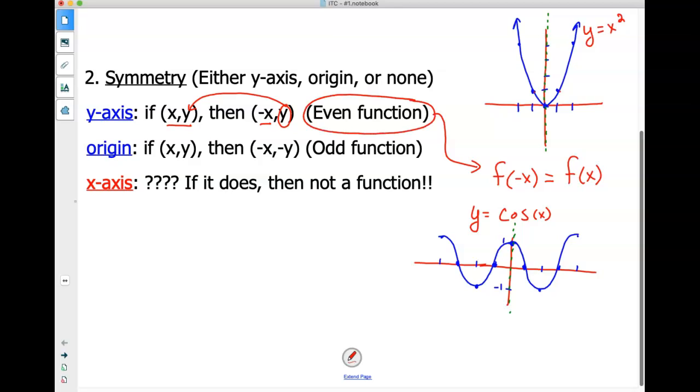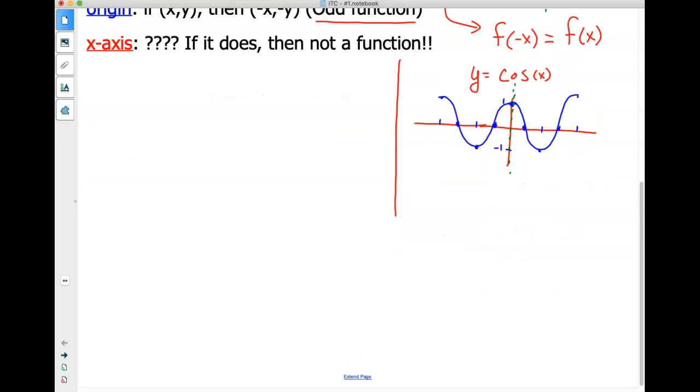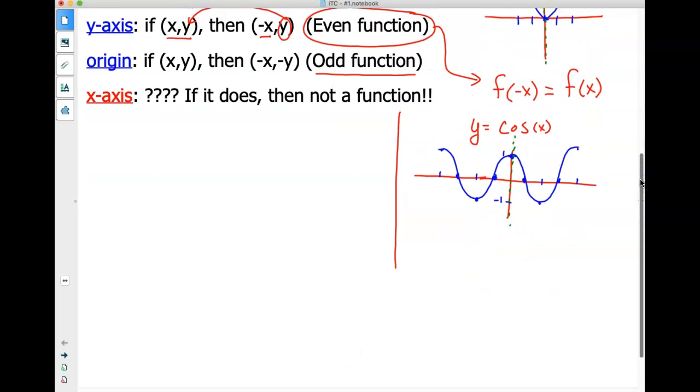When we have origin symmetry, it's an odd function. What does origin symmetry mean? I'll show you. When I have a point x, y, if I put in the opposite of x, I get out the opposite of y. So these two ordered pairs map directly across the origin in a manner such that if you connected those two points, that line would go through the origin every time. That would be an odd function.